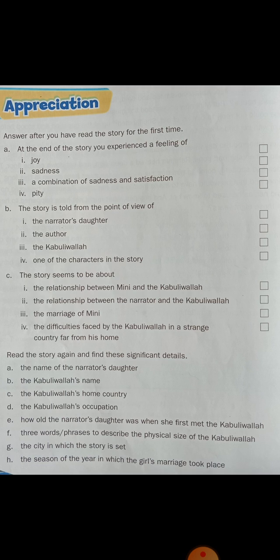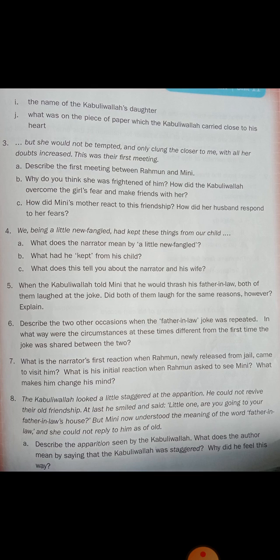Next, the season of the year in which the girl's marriage took place. The answer is autumn. Next, the name of the Kabuliwallah's daughter. So the answer is Parvati. Next, what was on the piece of paper which the Kabuliwallah carried close to his heart? So that piece of paper contains the impression of the hand of his daughter Parvati.